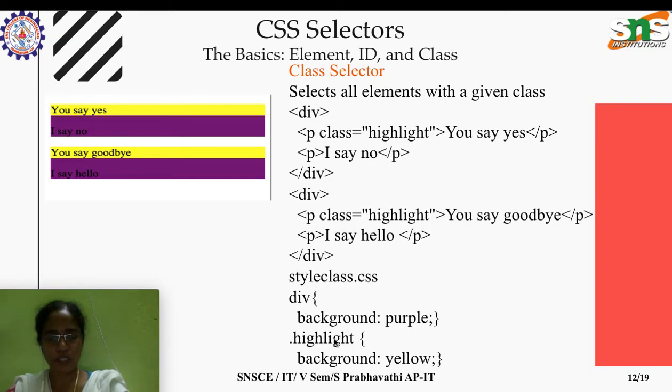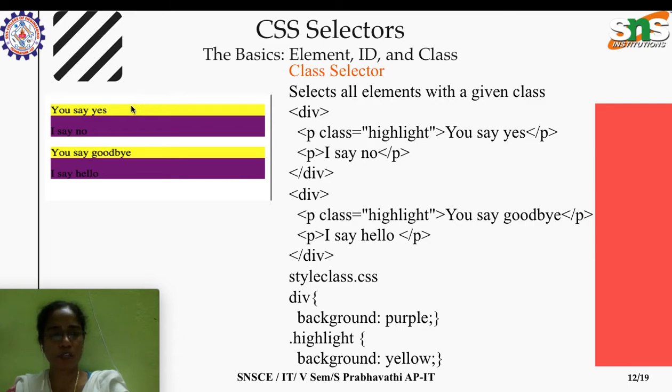For the element division, background color is purple, and then highlight. Please make a note: for ID we need to use the hash and ID name, and for defining the style for a class selector we need to use the dot, then the class name. And the background is yellow. It means this yellow color will be applied to highlight wherever we mention it in the web page. So two paragraphs will apply that highlight style.